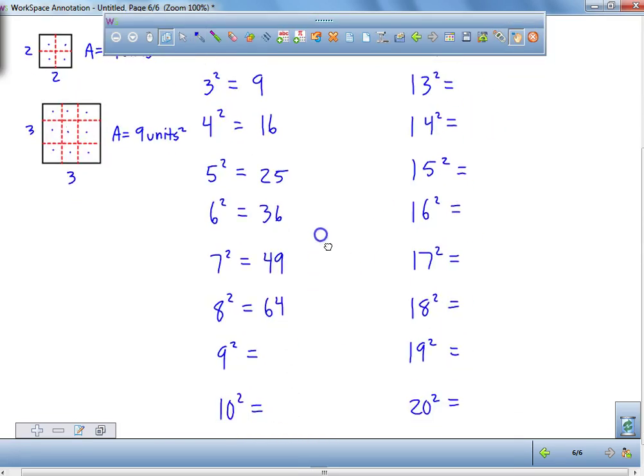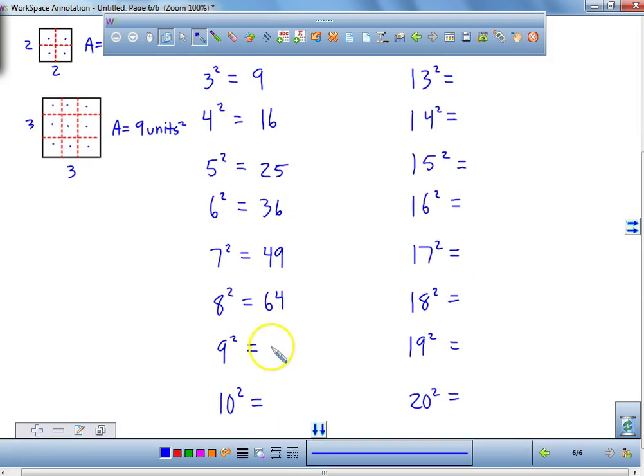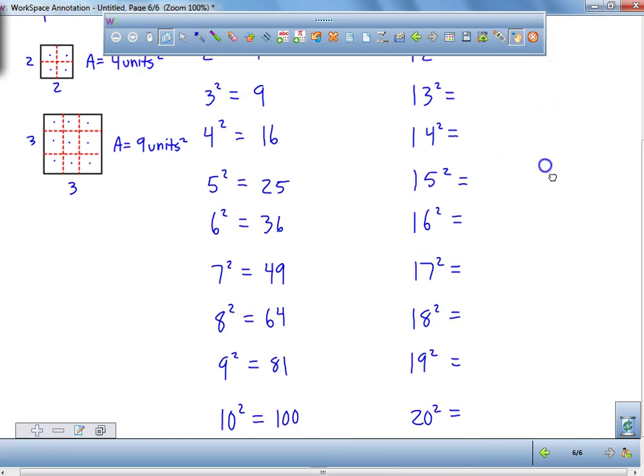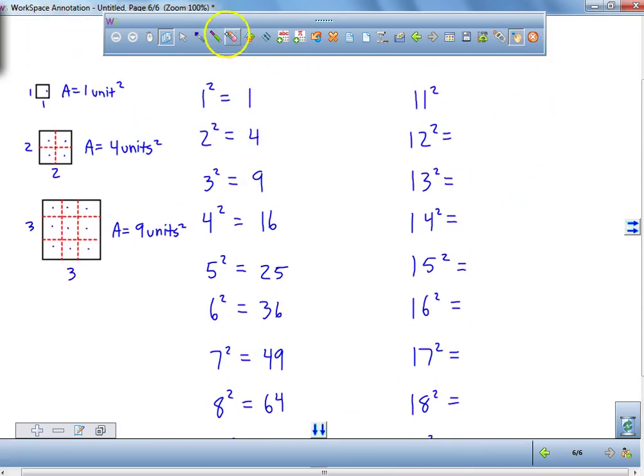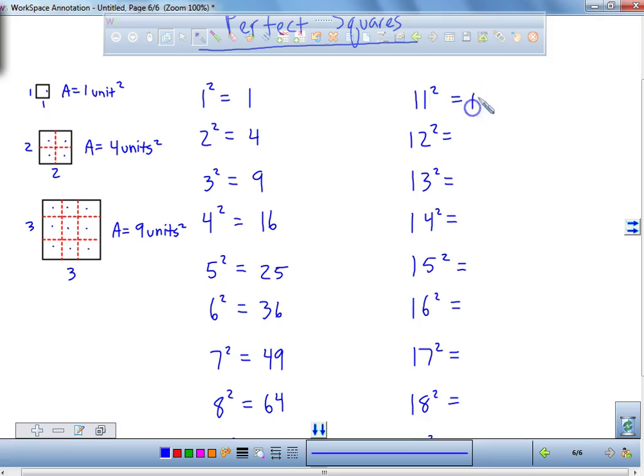Nope. 64. You got it? Hey, you're doing good. Here we go. 9 times 9? 81. Boom. 10 times 10? That's the easy one, right? Okay. Now we get into the slightly more difficult. 121. Boom. 121. Now what is this?